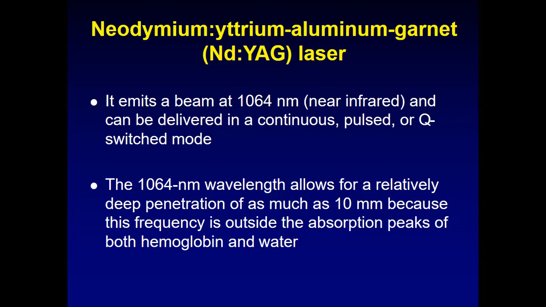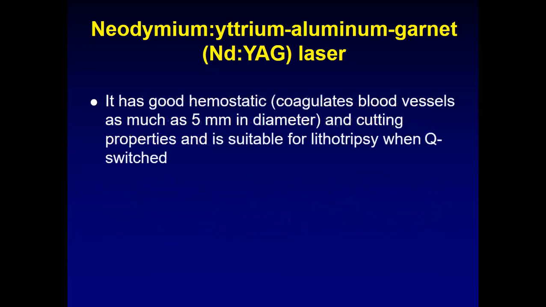Nd:YAG laser. The beam is 1064 nanometers, and it is near infrared. Like the phones which had infrared, the beam which we showed, this has got a low beam, so that is why this is less dangerous. It can be used in continuous, pulsed, and Q switched mode. Everyone has the idea now of Q switched mode. Small bursts. So 1064 nanometers is the wavelength, and it is absorbed in hemoglobin and water as well. So it can be used for both.